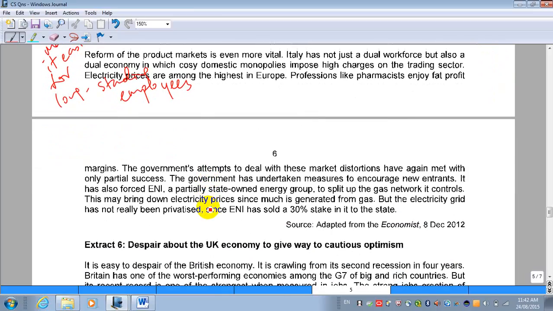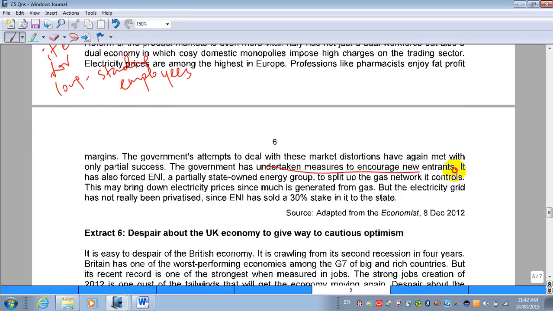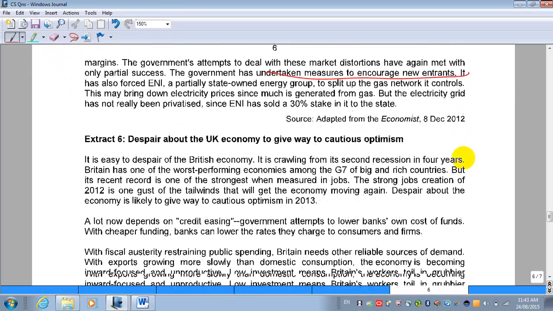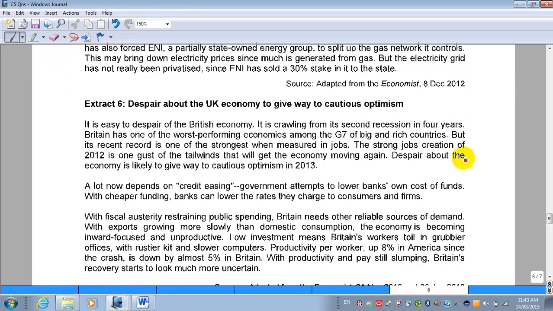Okay, and even about undertaking measures to encourage new entrants, it brings about more competition in the economy. More competition, more investors can actually invest in the economy, right? When you liberalize the economy, definitely the investments will increase as well, right? Because foreign firms are actually allowed to enter the industry, whether foreign or local.